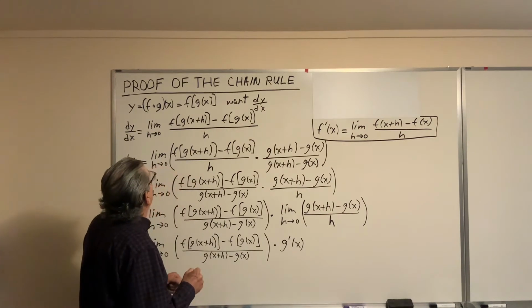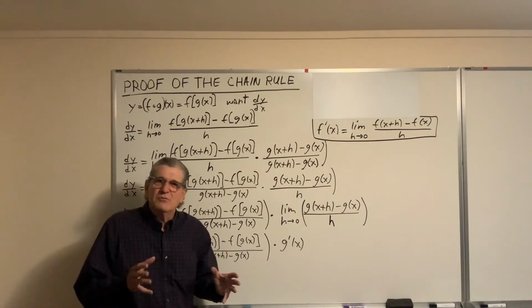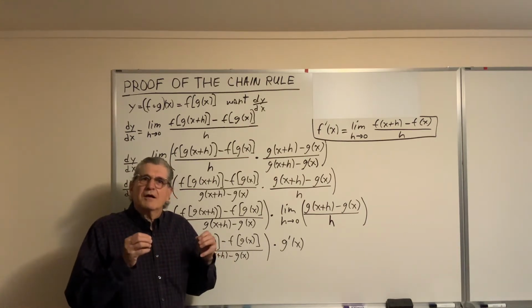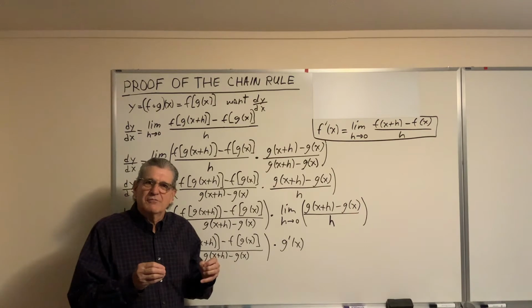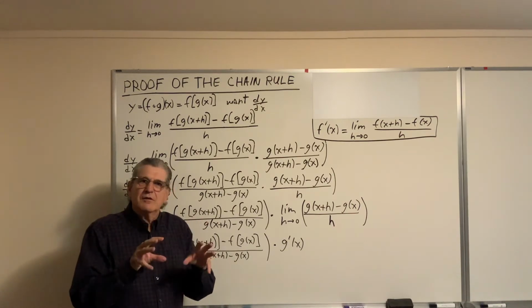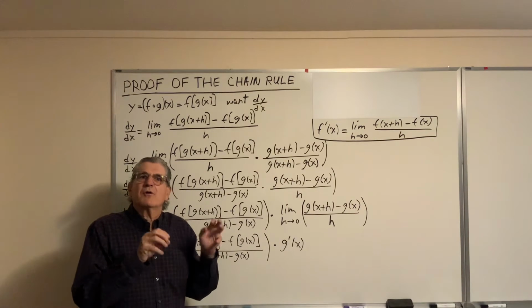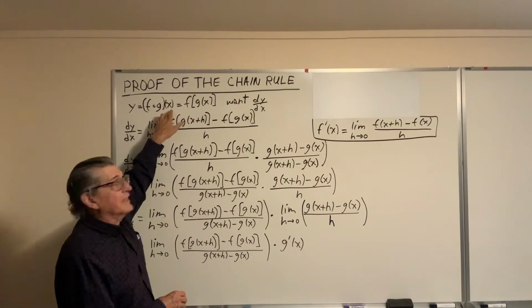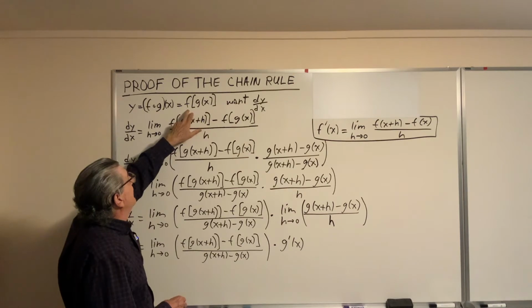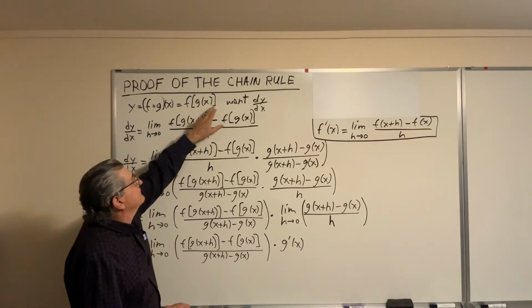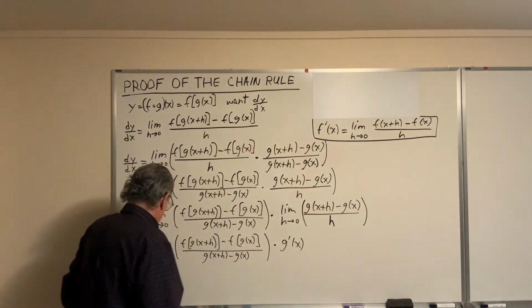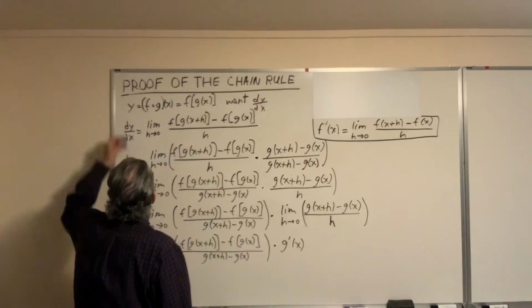Okay, so we start out with the chain rule, which is about taking the derivative of the composition of a function. So if we have functions that are in composition and we want to take the derivative of that. If we have y equals f∘g of x, in other words, y equals f of g of x, we want dy/dx. Okay, so this is what we want.